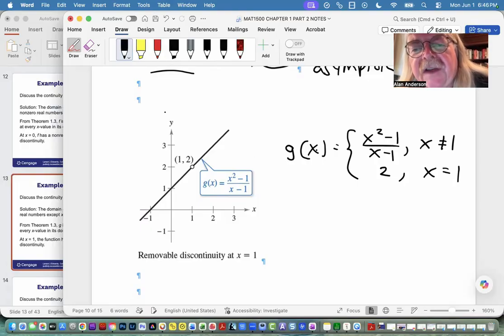In other words, what you're saying is that g of x is defined as this line everywhere except for x equals 1. And then at that point, we'll define x equals 1 to have a value of 2. And so therefore, you're filling in the hole. All right.